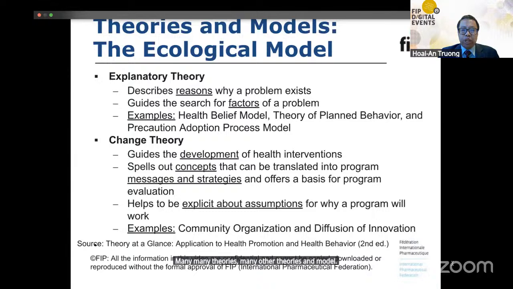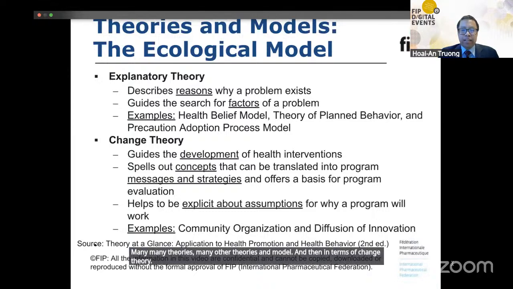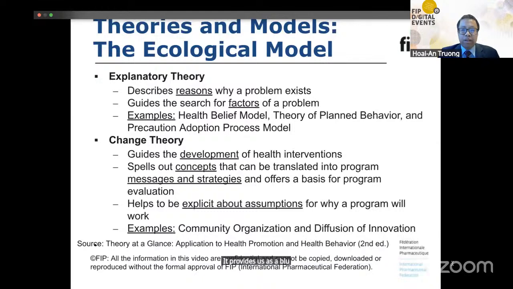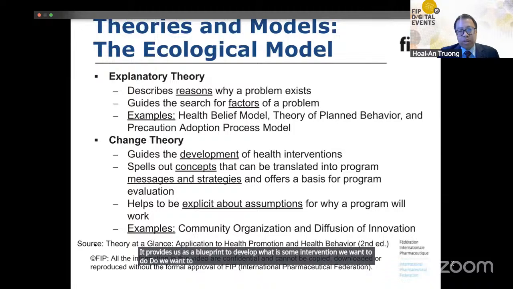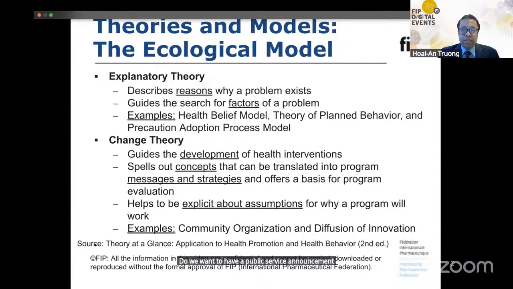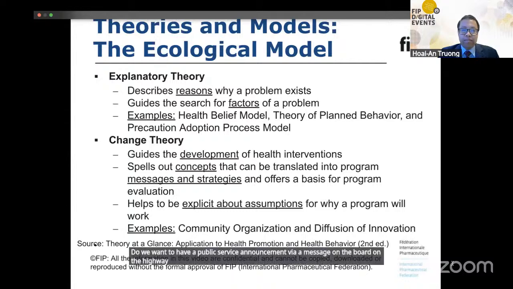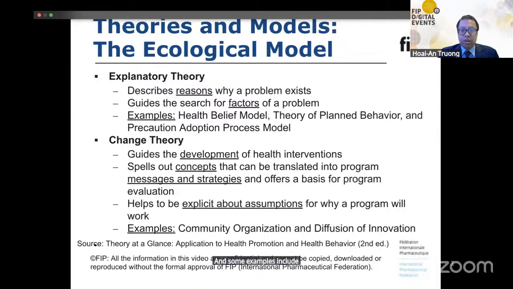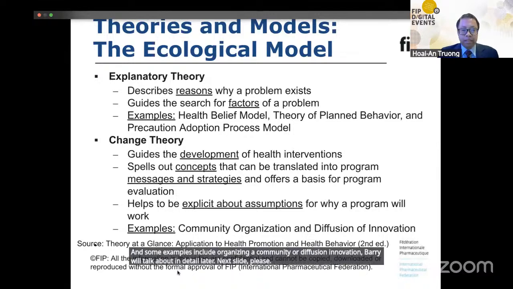And then in terms of change theory, it provides us a blueprint to develop what intervention we want to do. Do we want to provide health education? Do we want to have a public service announcement via a message on the board, on the highway, or a video, or some pictures, or some other intervention? How can we share the message? And some examples include organizing a community or diffusion of innovation, which Barry will talk about in detail later. Next slide, please.